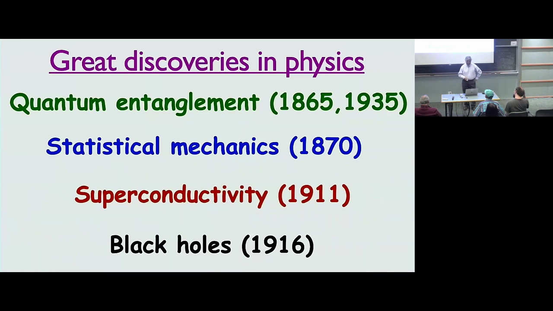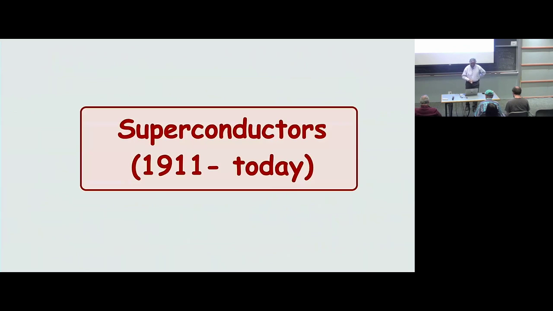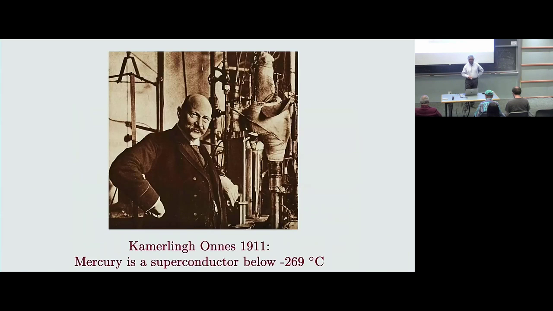Okay, so that's statistical mechanics. Let's go to superconductivity now. So superconductivity was discovered in 1911 by Kamerlingh Onnes, who cooled mercury down to, well, I don't know, minus 269. I don't know why I've written it that way. 4 degrees Kelvin, I guess.